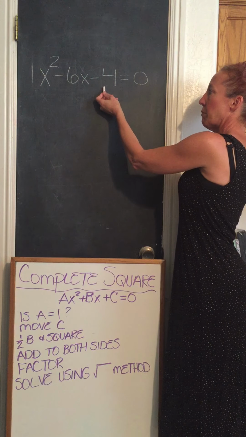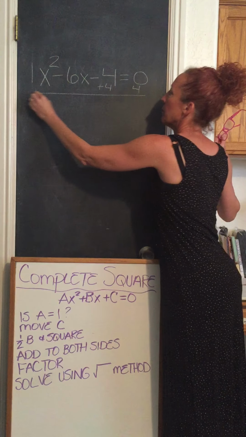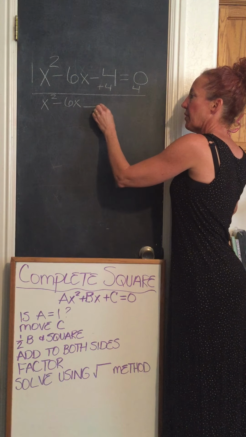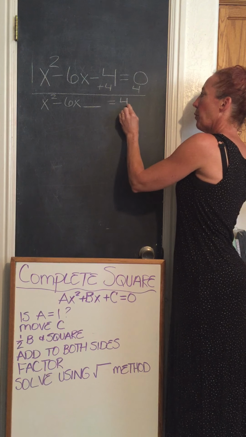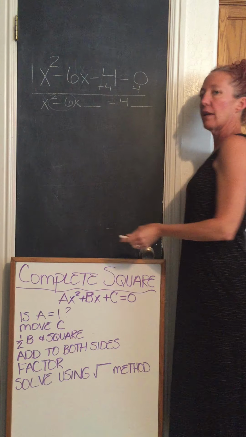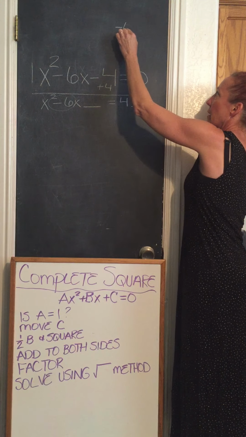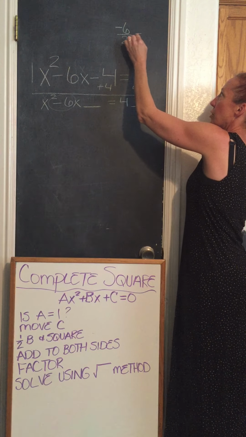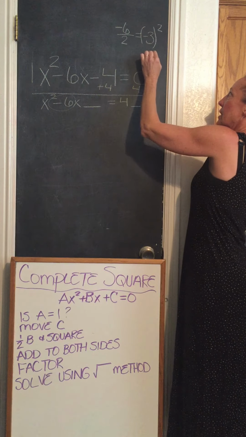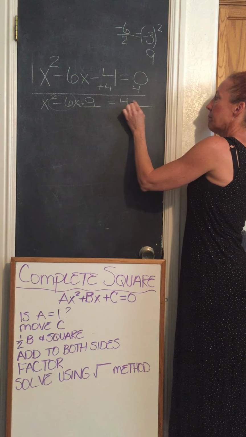Our first step is to move that c to the other side. So I'm going to add 4. So I have x squared minus 6x, put that space, 4, put that space. This guy right here is a negative 6, so off to the side, maybe up here, negative 6 divided by 2 is negative 3, squared is 9. So I am going to add 9 to both sides.